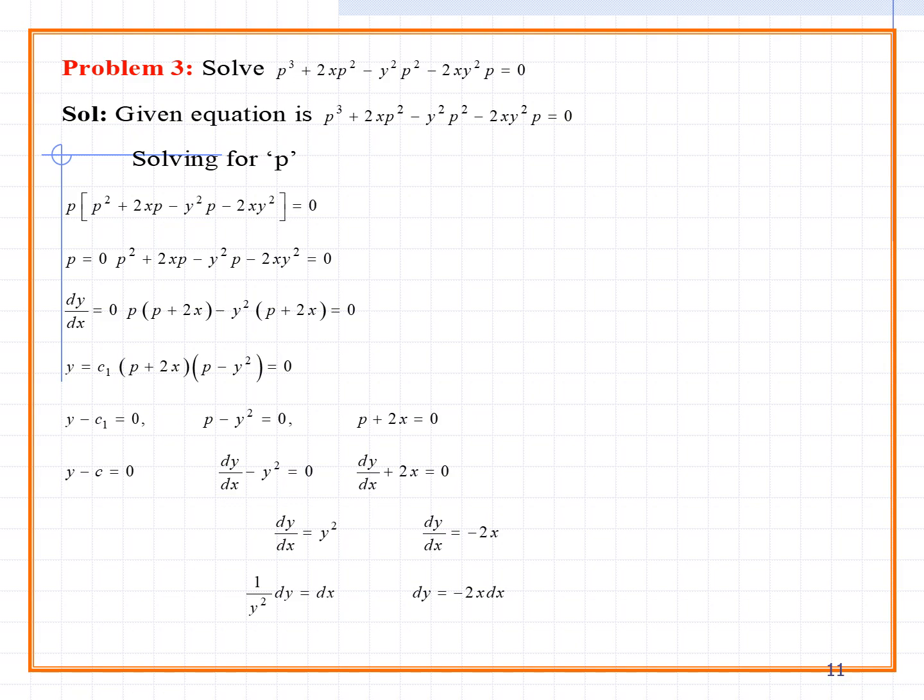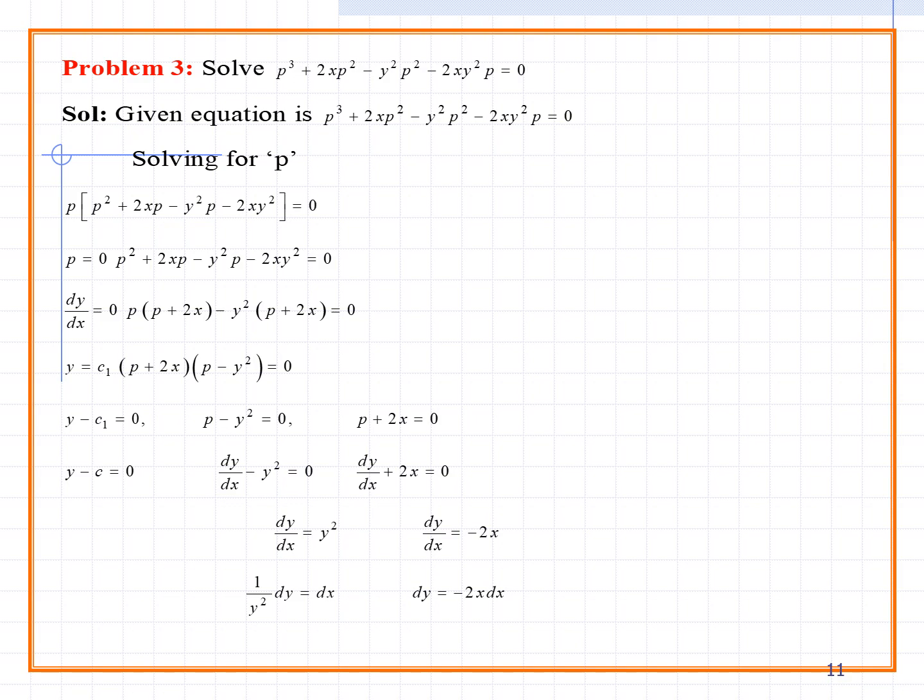After we take p common, p cube can be written as p into p square, then p into 2xp minus y square p minus 2xy square. So p equal to 0. The second bracket equation can be written as p square plus 2xp minus y square p minus 2xy square equal to 0. P means dy by dx equal to 0. This is the first equation. In the second equation again you can take p common: p into p plus 2x minus y square times p plus 2x.